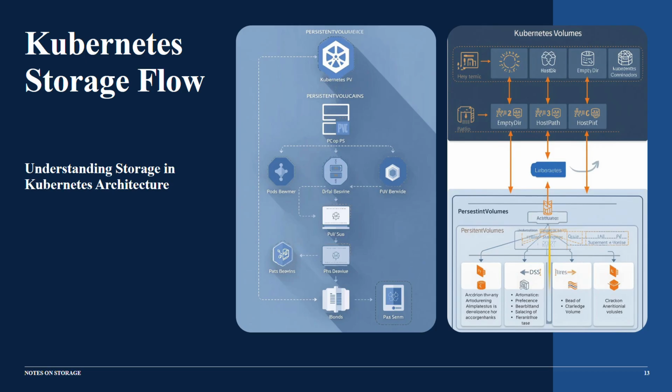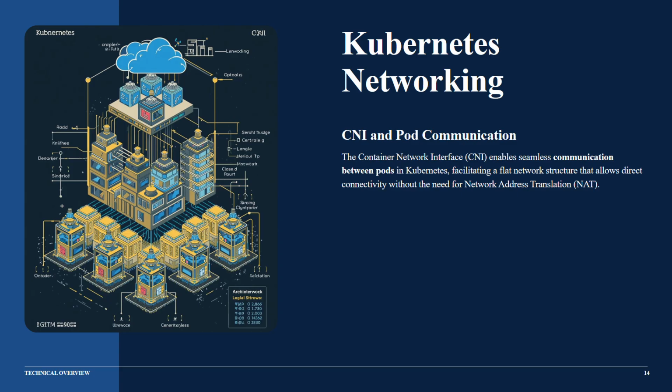And the persistent storage workflow: the central and lower diagrams illustrate the relationships between persistent volumes and persistent volume claims, showing how applications request and successfully bind the physical storage resources. And then Kubernetes networking, CNI and pod communications. The container network interface enables seamless communication between pods in Kubernetes, facilitating a flat network structure that allows direct connectivity without the need for network address translation.